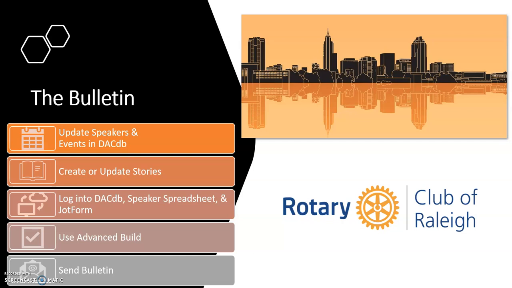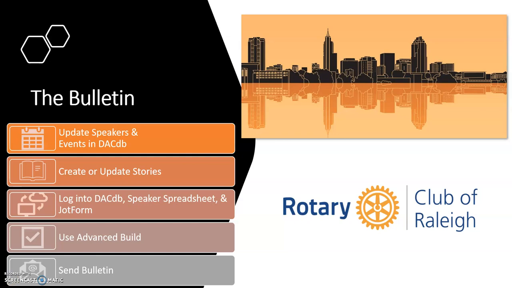Now, before we begin, everything will go much more smoothly if you have already checked the speaker spreadsheet and the JotForm and made sure that all of your existing events and stories are up to date. Let's take a look at what the bulletin email actually looks like.